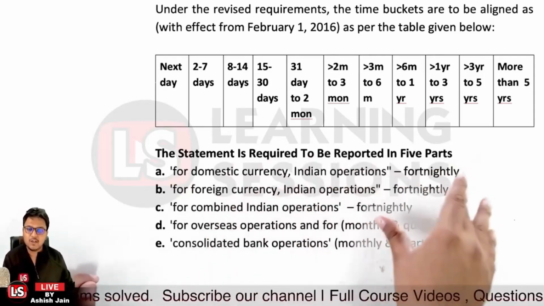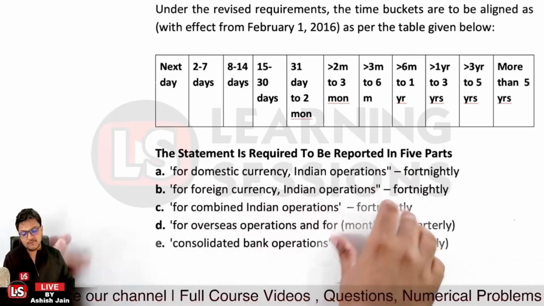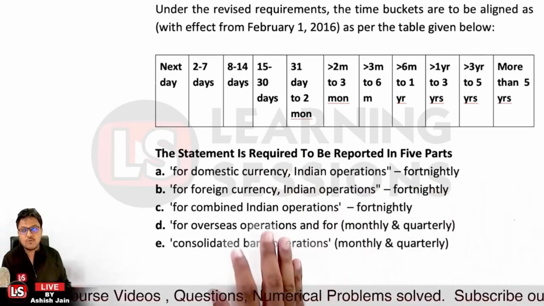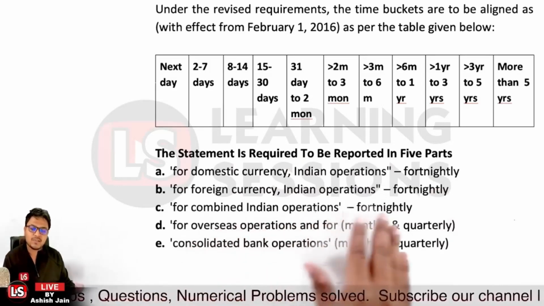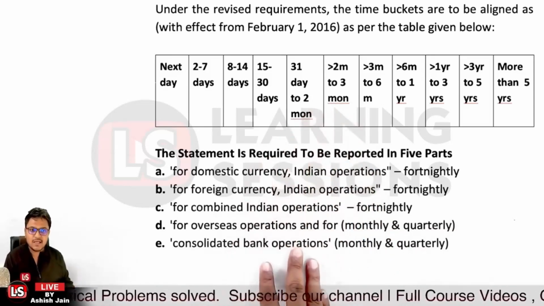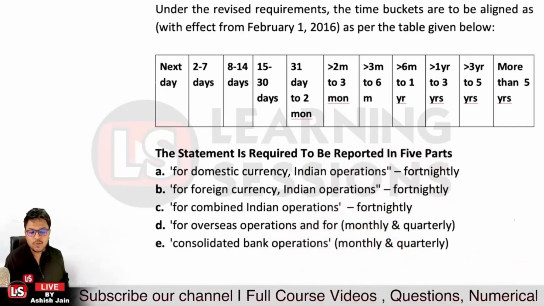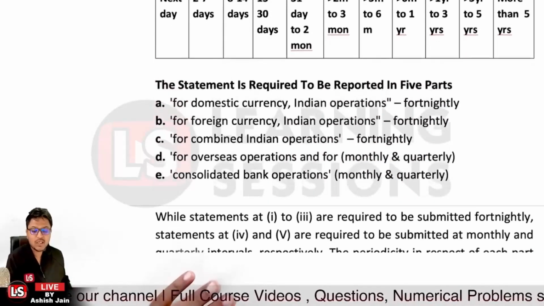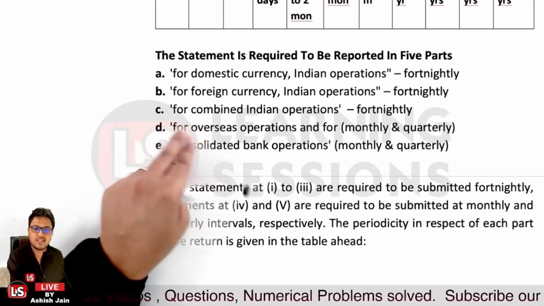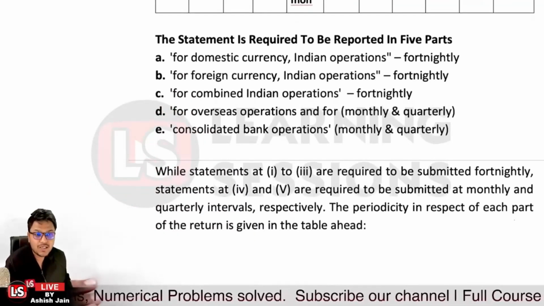For foreign currency and Indian operations, that is also to be reported on a fortnightly basis. And combined Indian operations, like foreign operations as well as Indian operations, are also to be reported fortnightly. For overseas operations, it is to be reported on a monthly and quarterly basis. And consolidated bank operations, like overseas operations as well as Indian operations, in foreign currency and in domestic currency, must be reported on a monthly and quarterly basis. I have already told you that statements 1, 2, 3 are required to be submitted on a fortnightly basis, whereas statements 4 and 5 are to be reported on a monthly and quarterly basis.